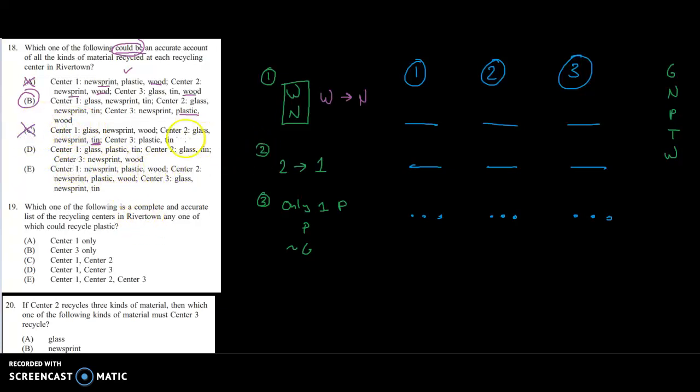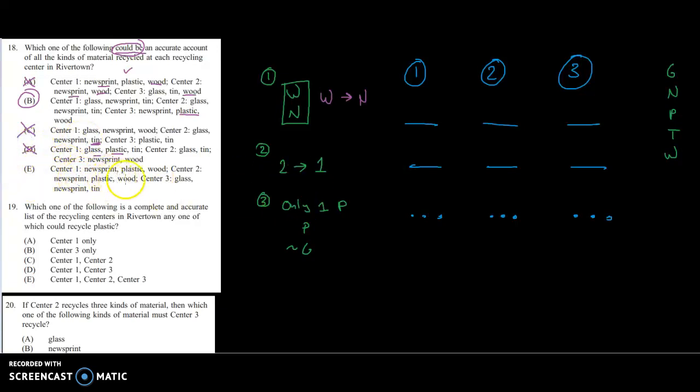Let's see here. What's the problem here? We have plastic, 1 space, so far so good. Wood and newsprint in center 3, so far so good. We have glass and tin here. Oh, the contradiction is with rule 3. If we have plastic, no glass. I've got plastic and glass in D. That's out. That breaks our rule 3.